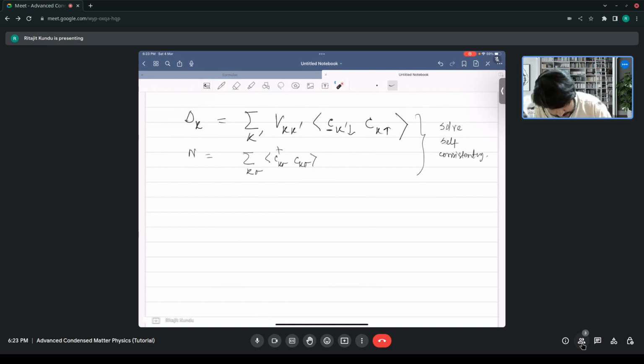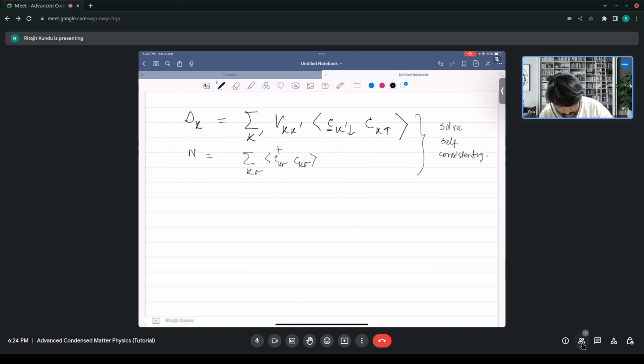So this n is also important because we are working now in a grand canonical ensemble, and this will fix the chemical potential. Okay, so both these equations have to be solved simultaneously. Now if you want to calculate this expectation value, what we would like to do is express this C and C dagger in terms of the diagonal gamma daggers, right? So let me remind you what that was.